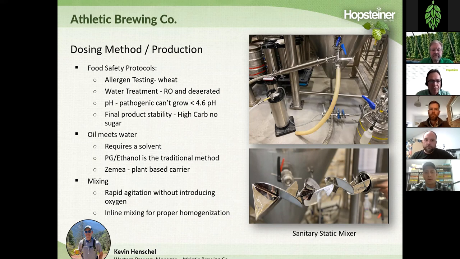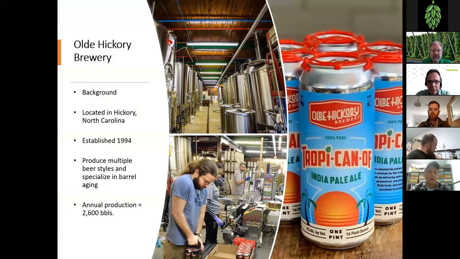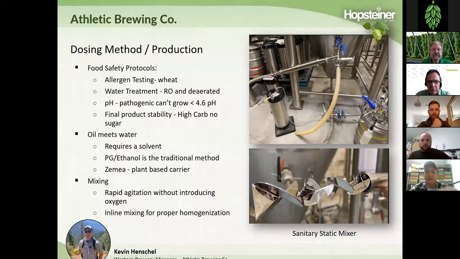So from this process, we would usually take our RO-treated water, deaerate it, and then inject around 60 degrees, which allows us to get the emulsification. We're still working on trying to figure out the optimal temperature to dissolve in. Like I said, this is a brand new product, lots of R&D currently going on, but definitely fun and exciting.